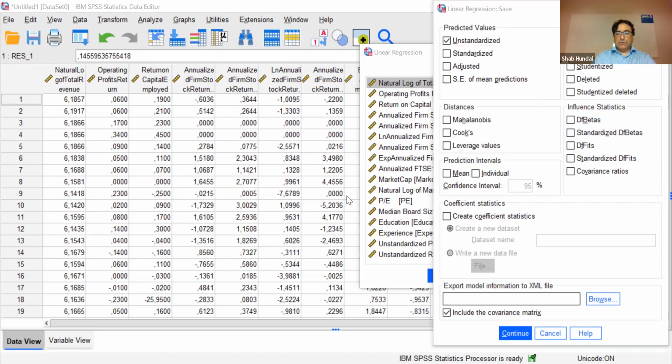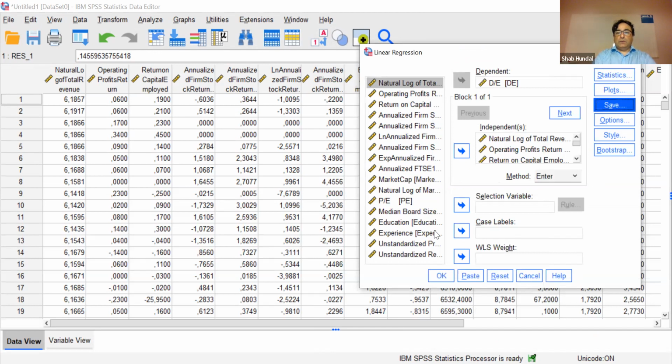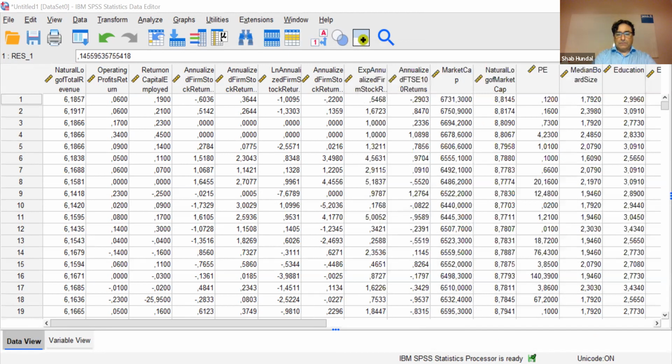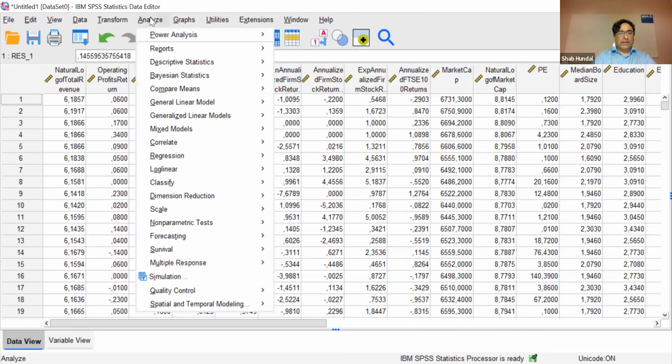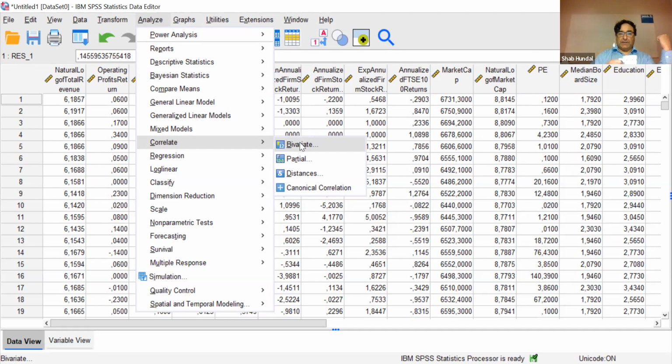We can once again go to the data set. I hope you can see the data set still. So we can do one thing. We can go to Analyze, and here we have a special option, so we don't need to go through the descriptives. We can go straight to Correlate, and in Correlate, we go to Bivariate. Why bivariate? Because we are finding the correlation between two variables at a time.